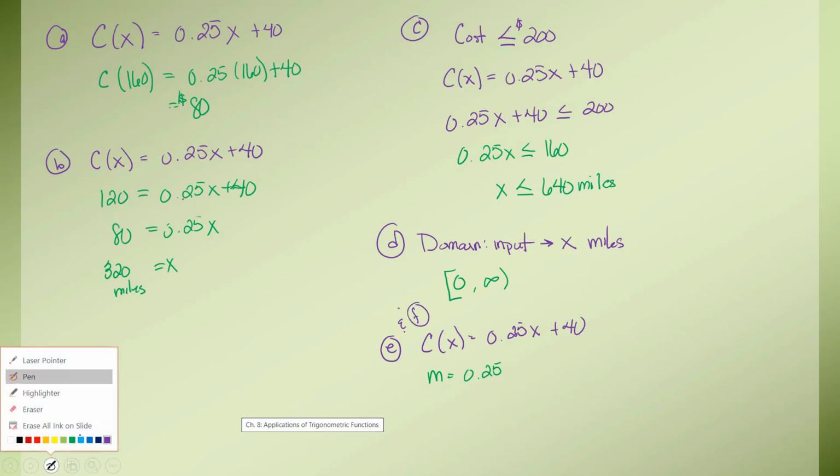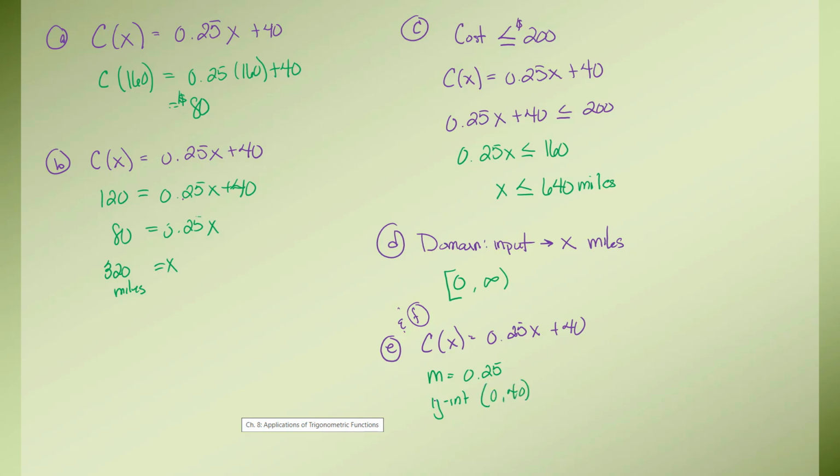So our slope is 0.25. Our y-intercept, and remember, you always put 0 for that x, is 40. Now here's the deal. Let's look at the y-intercept first. This 0 represents the x, doesn't it? This 40 represents your y. Do you agree?